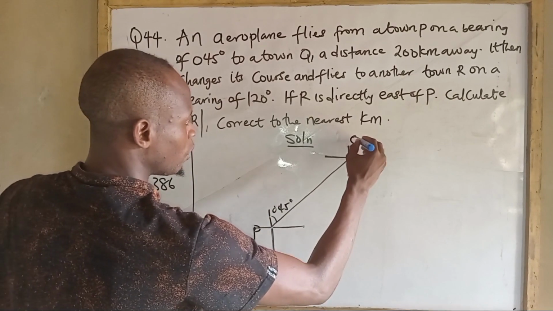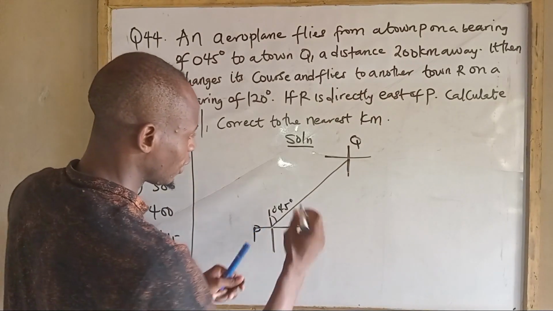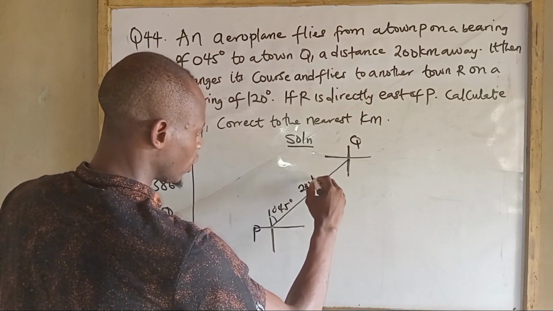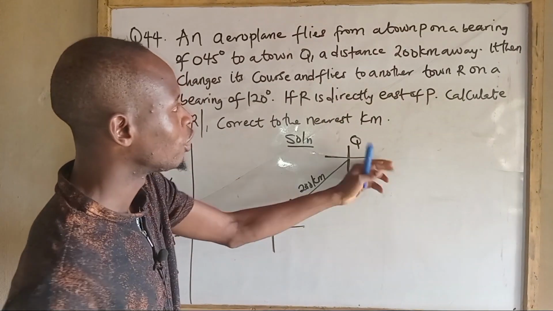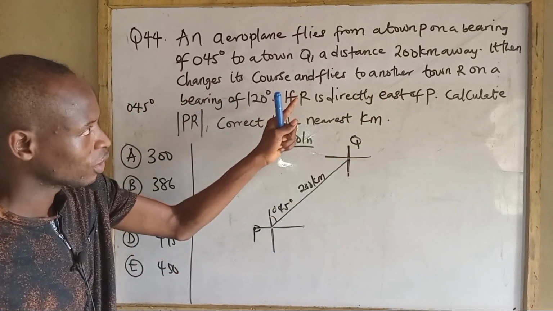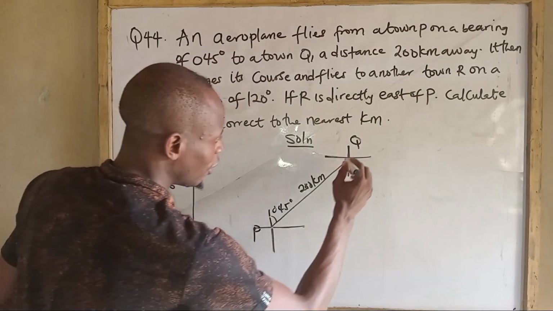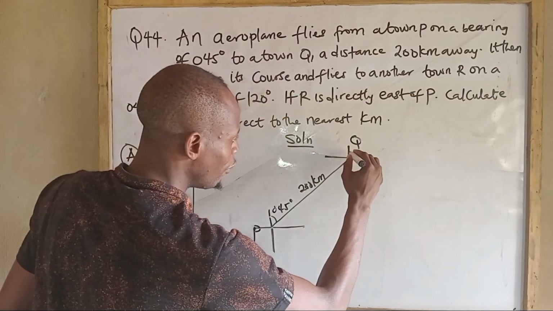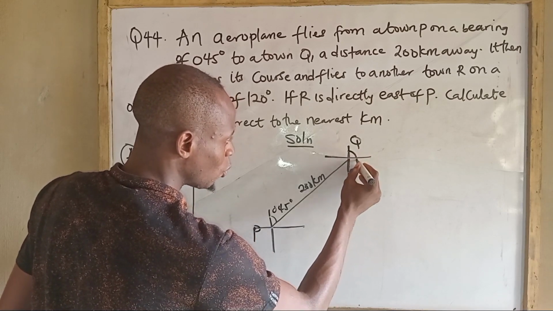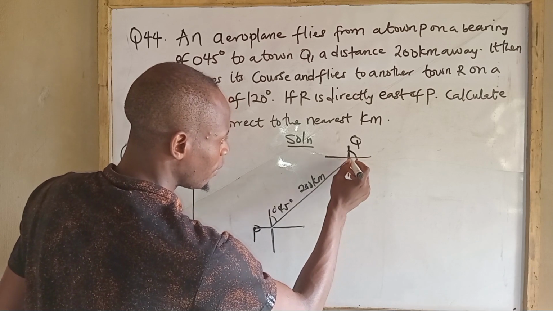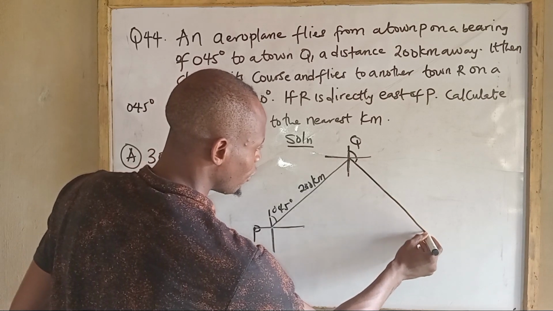So this is now Q. Okay, a distance of what? 200 kilometers. So this distance, we're told that is 200 kilometers away. That means it's continuing from here. It then changes its course and flies to another town R on a bearing of 120. So from here now, 120 is more than 90. So we move away from 90. Then from here to here is 180. So it's not up to 180. It has to be somewhere here. Then we go like this.